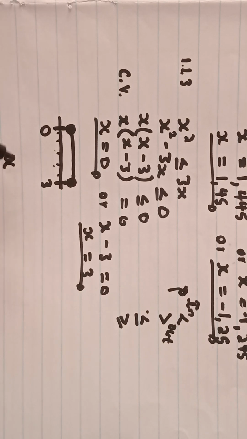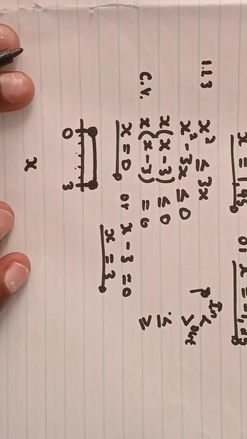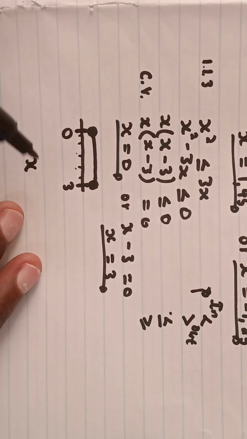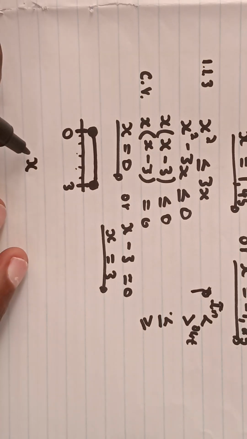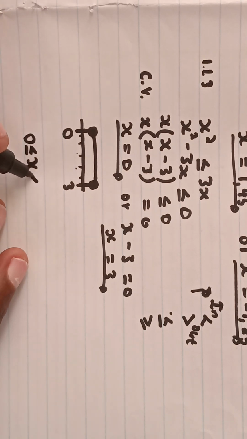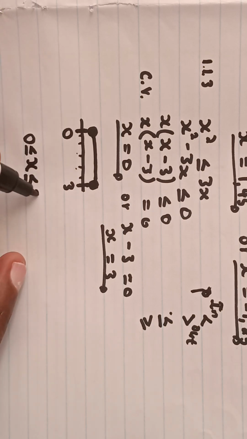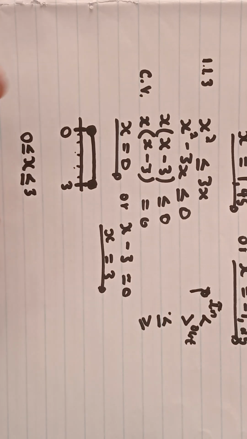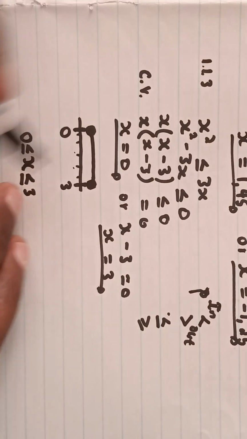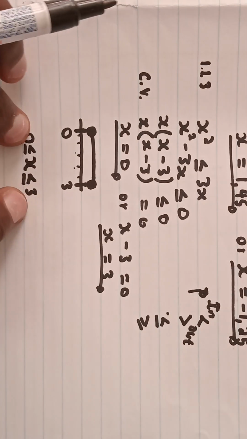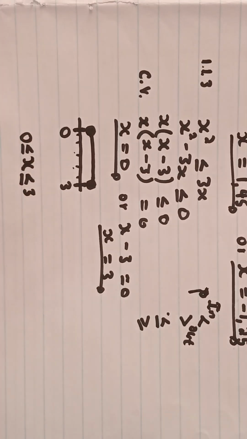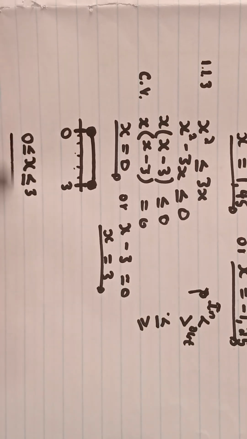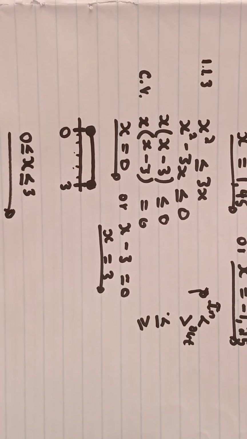How to represent in between? In mathematics, you represent it starting with a smaller number, 0, is less or equals to x, is less or equals to 3, meaning that our solution is in between these two values. So that's our answer for this one.